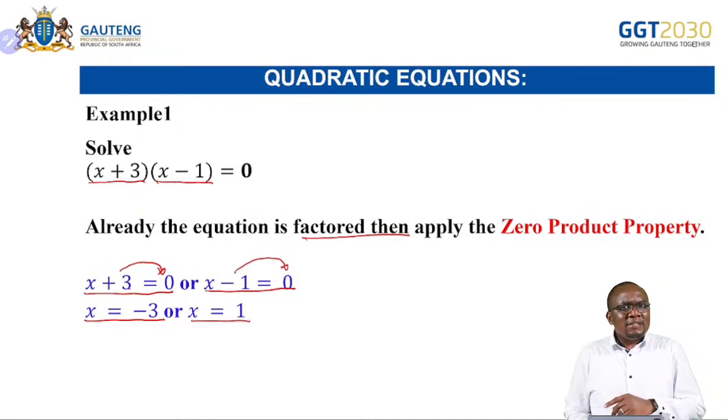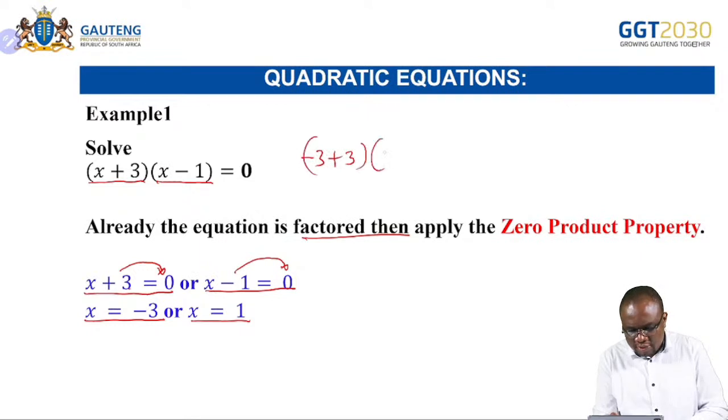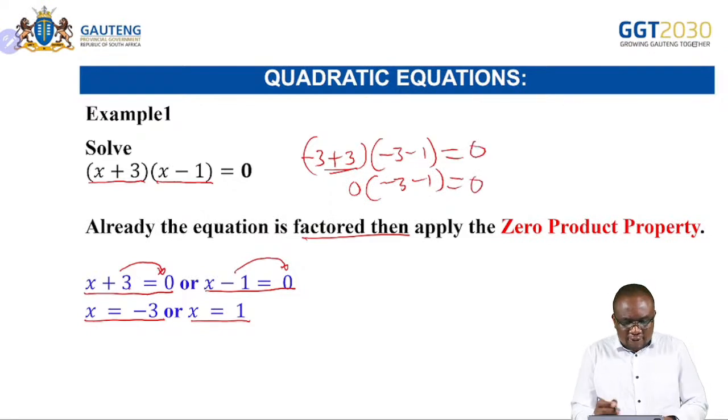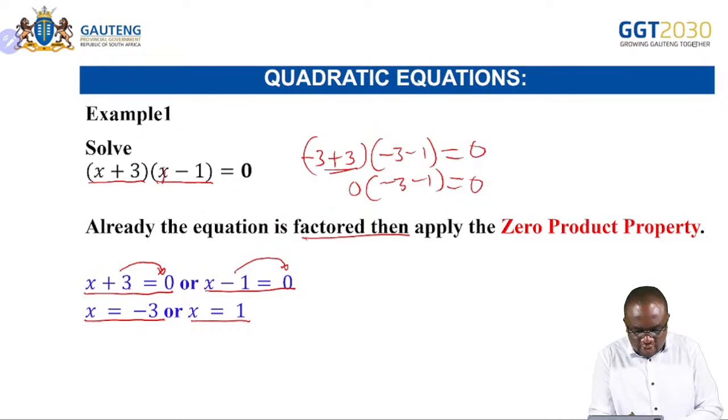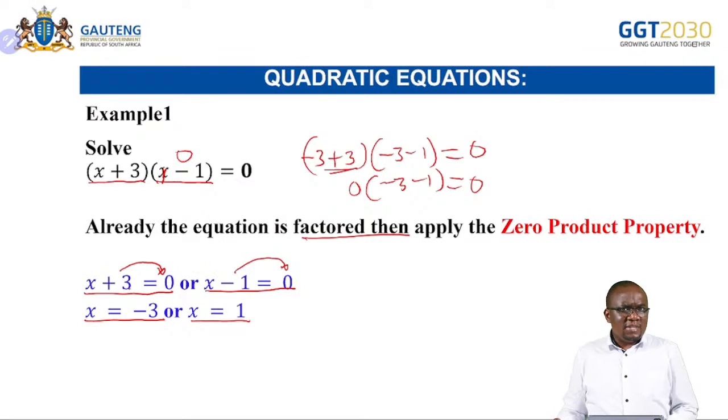If x is negative 3, then this thing is going to be equal to 0. We can even check that. Let's say negative 3 where there's x plus 3, and then negative 3 minus 1. What is it equal to? This is 0. So 0 times this bracket. 0 times anything is equal to 0. You see that? Even if x is 1. If x is 1 here, this whole bracket becomes a 0. 0 times this bracket gives us a 0. You see that? You can check your solution at the end.